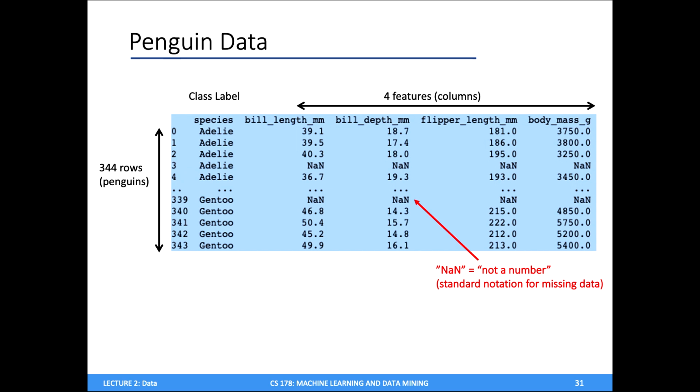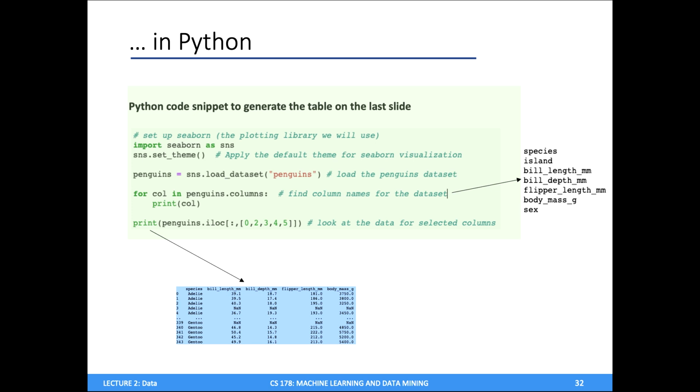One thing I'll point out here is that for penguin number 339, it looks like our scientists didn't do a good job of measuring them or something like this, and we've got some NaNs in our data set. Here, NaN stands for not a number, and this is standard notation if you have some missing data in your data set. Here's Python code to generate that table we were just looking at. Won't go through it now, but check out the slides afterwards, and you can recreate exactly what I showed you.